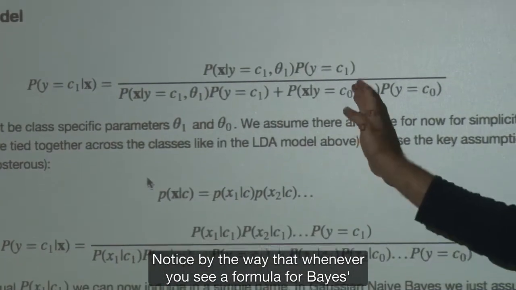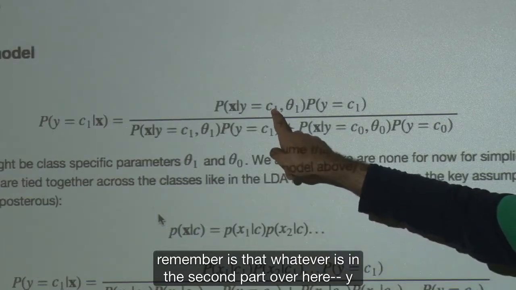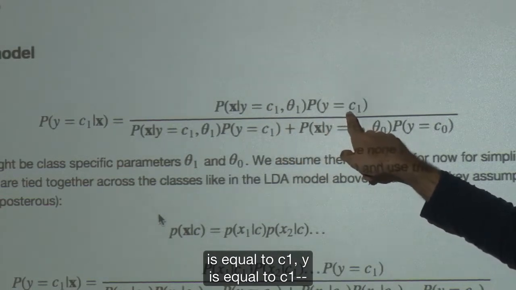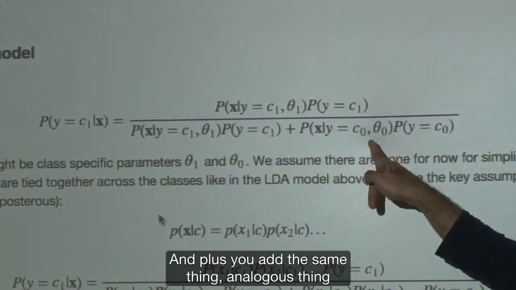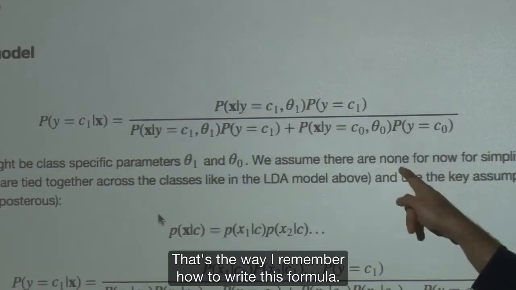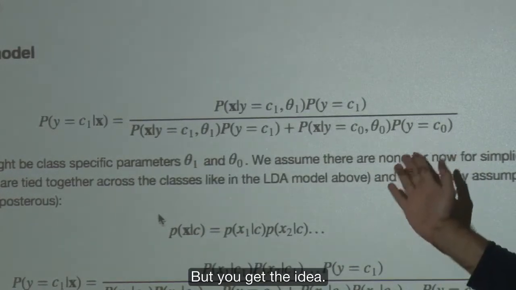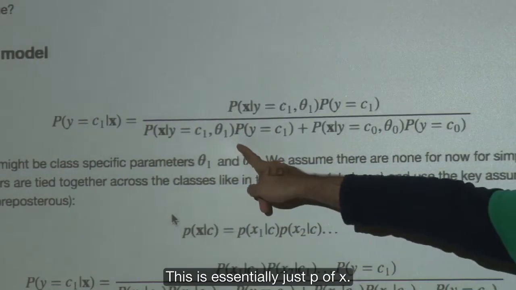Notice, by the way, that whenever you see a formula for Bayes' theorem, something that I always remember is that whatever is in the second part over here, y is equal to C1, must be repeated in the denominator, and plus you add the analogous thing for the other classes. That's the way I remember how to write this formula. It kind of works for me. But you get the idea. You're just dividing by all the possibilities here. This is essentially just P of x.